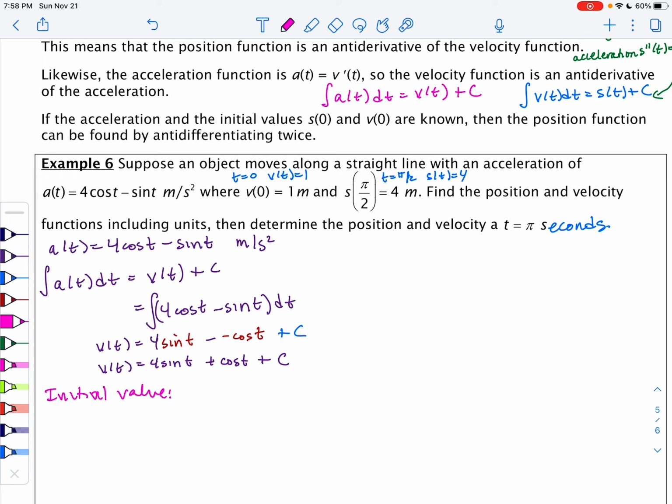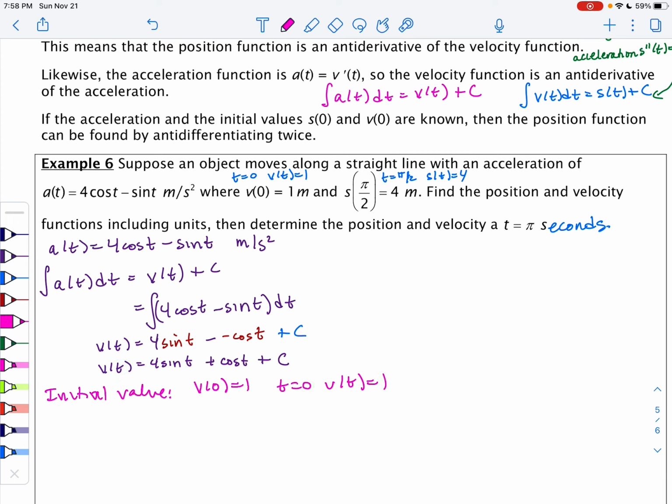And we have that v of 0 is equal to 1. So when t is equal to 0, v of t is equal to 1. So we're going to substitute 1 for where v of t is, and we're going to substitute 0 where t is, and we're going to solve for c.